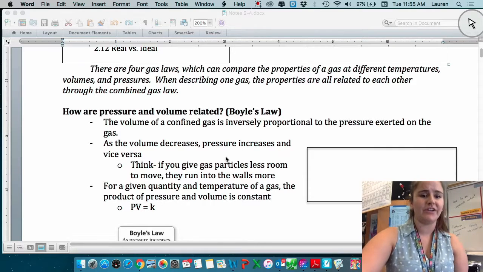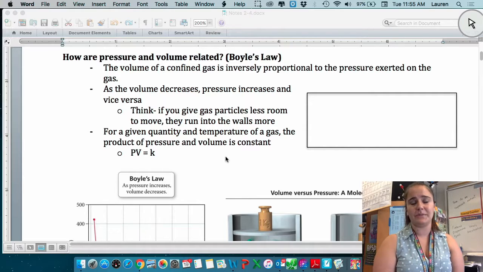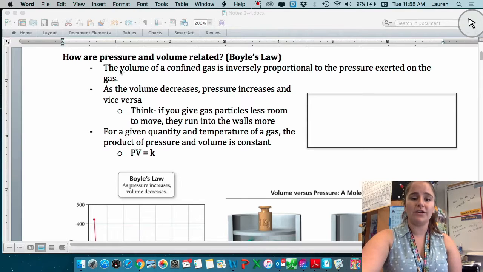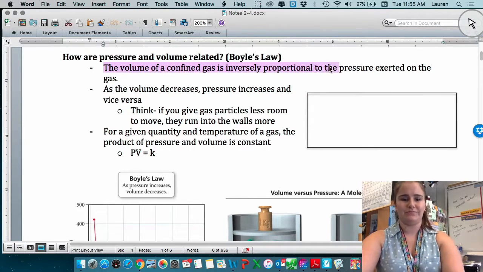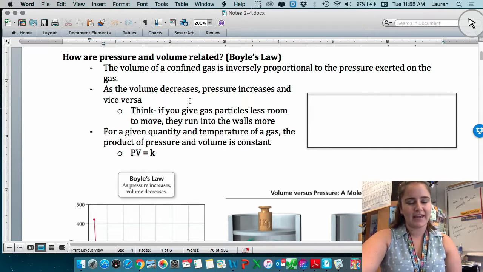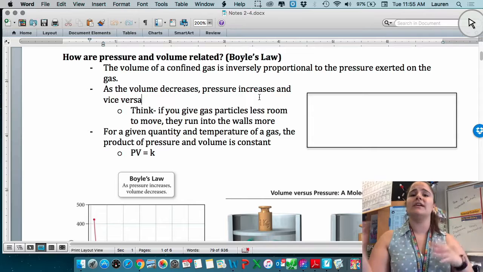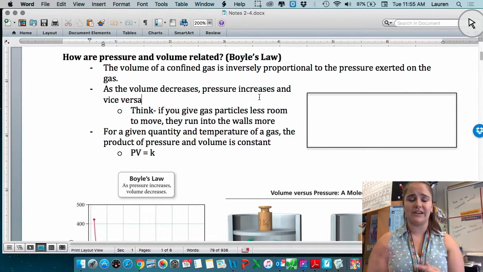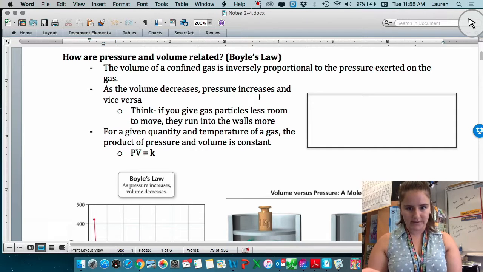So the first one discovered was the relationship between pressure and volume, and it was discovered by a guy named Boyle. What he figured out is that the volume of a confined gas is inversely proportional to the pressure. What does that mean? As the volume decreases, the pressure increases, and vice versa, which makes sense. Remember, pressure is how much the gas particles are running into the walls of their container, so if you give them less room to move, they're going to run into the walls more.